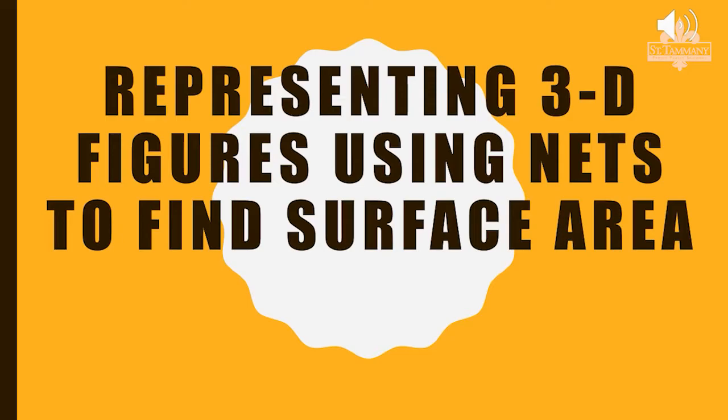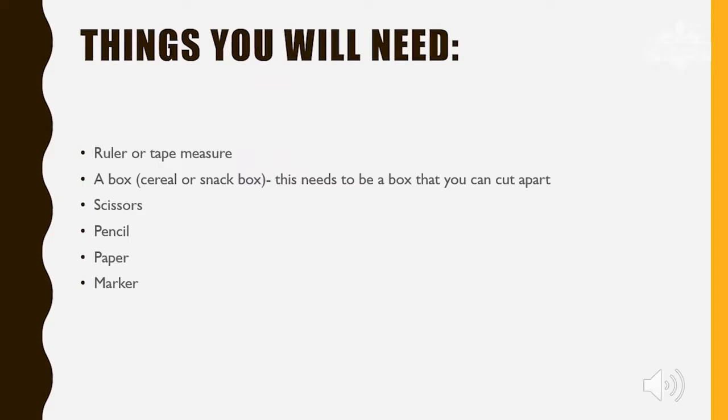In this lesson, we are going to learn about representing 3D figures using nets to find surface area. Some of the items you will need to do this lesson are a ruler or tape measure, a cereal or snack box. This needs to be a box that you can cut apart, scissors, pencils, paper, markers.